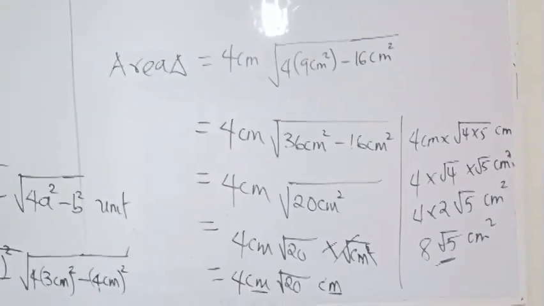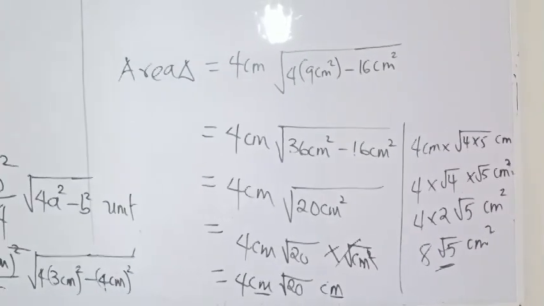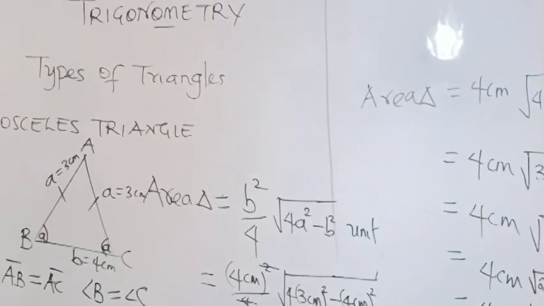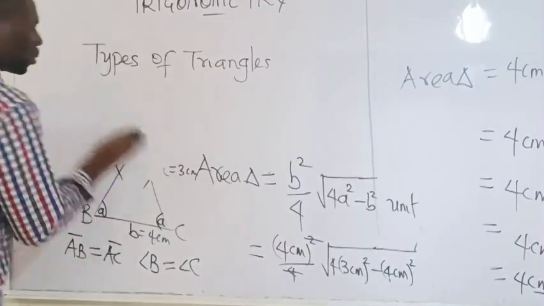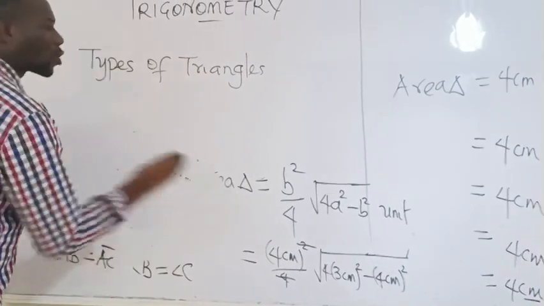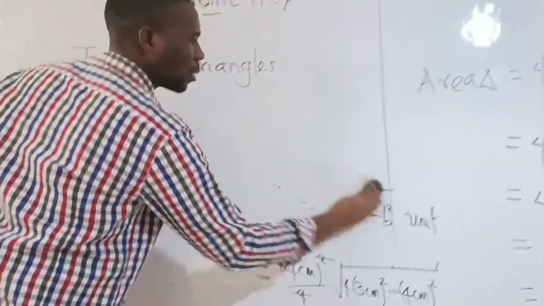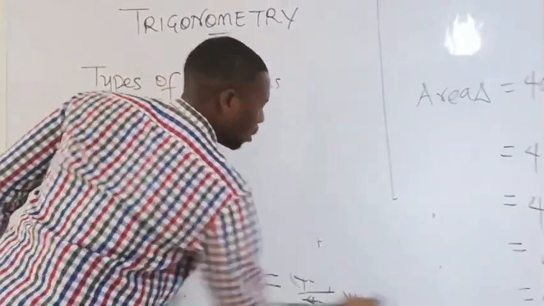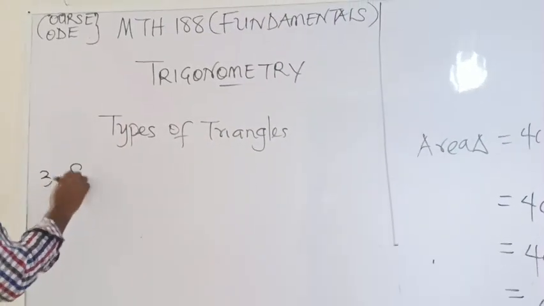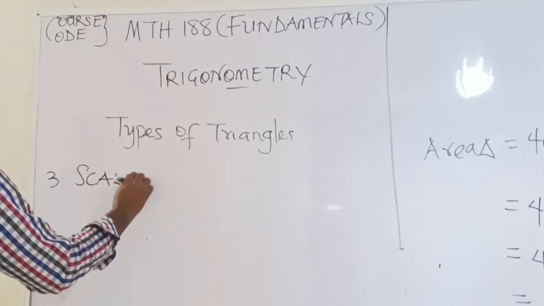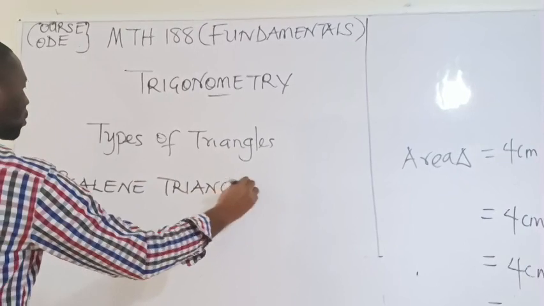Alright, so let's move on to the other type of triangle. Maybe this for a while I clear this up. Alright, okay. So the third type of triangle we'll talk about is the scaling triangle. That's a triangle whose none of its sides or angles, okay, is equal. So we have number 3, that's the scaling triangle.